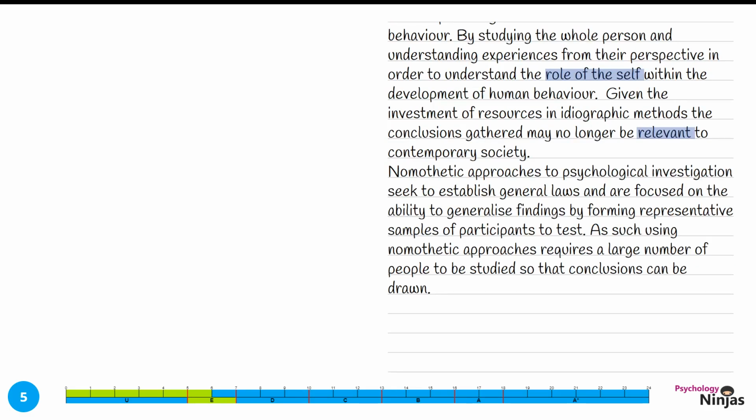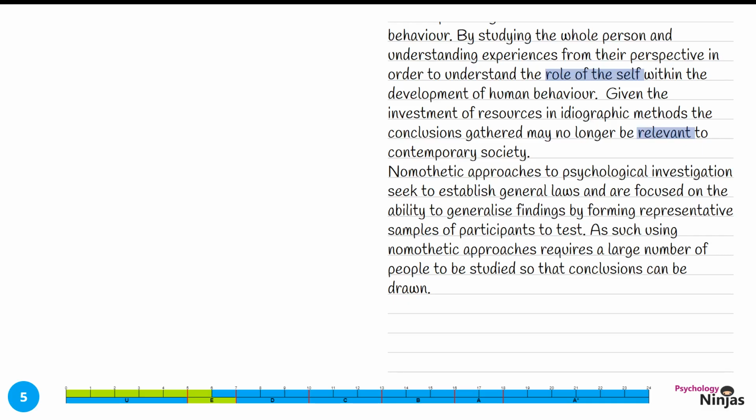Nomothetic approaches to psychological investigation seek to establish general laws and are focused on the ability to generalise findings by forming representative samples of participants to test. As such, using nomothetic approaches requires a large number of people to be studied so that conclusions can be drawn.